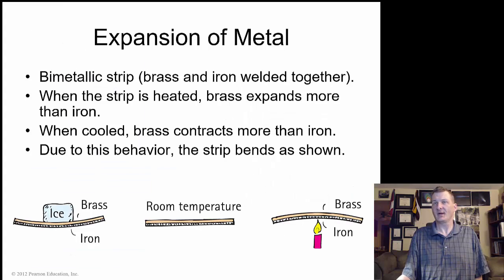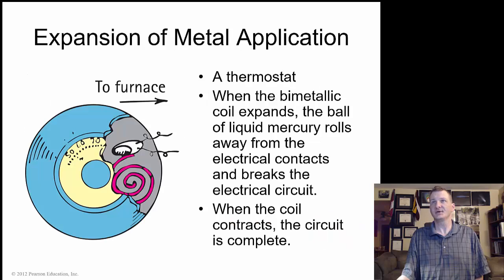Now we can also do this with metal, and a very good example of this that probably used to be in a lot of homes is the bimetallic strip, which is brass and iron welded together. So when the strip is heated, the brass expands more than iron. When it's cooled, the brass contracts more than iron. Due to this behavior, the strip will bend as shown down here. And so this has been used in old thermometers for a house, the thermostat. And so when the bimetallic strip coils, the temperature changes and would turn on the electrical circuit or break the electrical circuit.